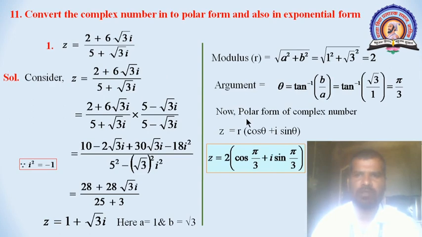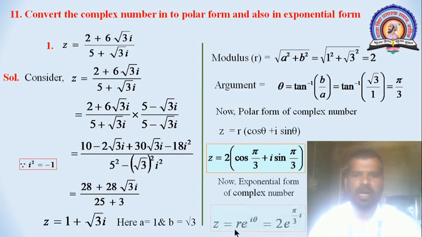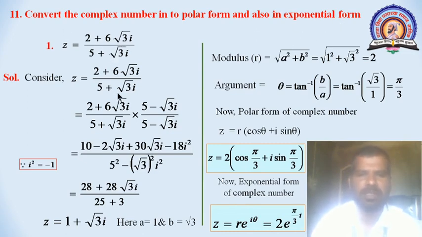Now the exponential form of a complex number is z equals r e raised to i theta. The value of r is 2, the value of theta is pi by 3. Put here, you will get z equals 2 e raised to pi by 3 i, which is the required exponential form of the given complex number.